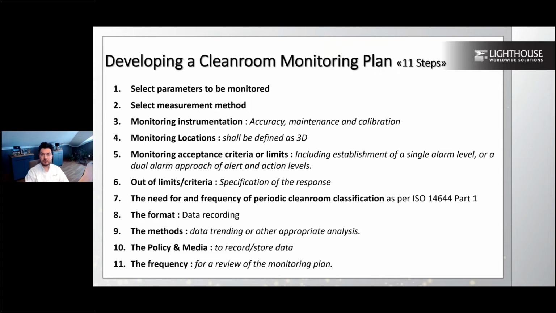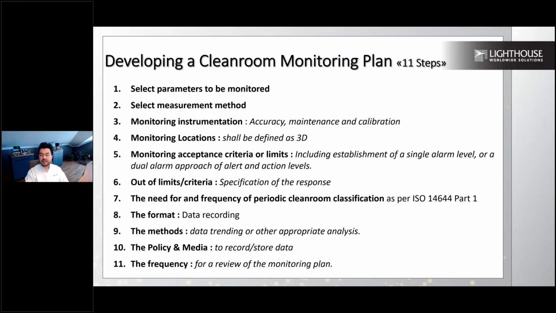The methods for data trending and other appropriate analysis will be generating our method, so that after collecting this data, year over year or week over week or even batch over batch, you'll be able to see and compare the data that you collect from the field.